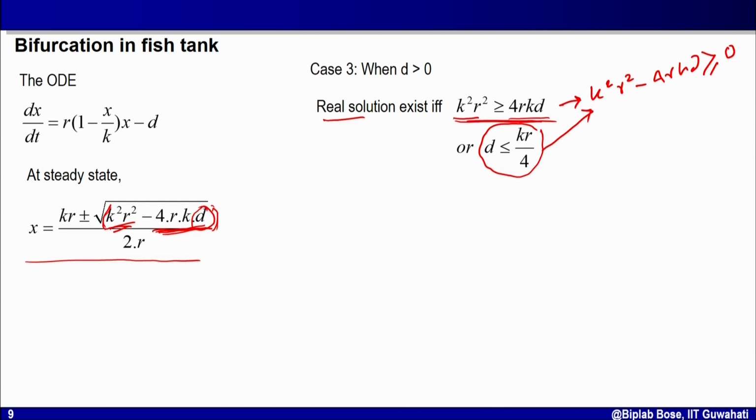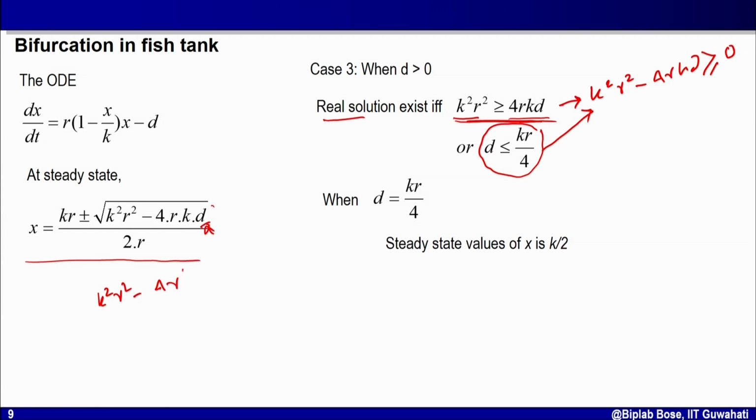So let us consider the case first where d is equal to kr by 4. So if d is equal to kr by 4, so I am taking the value of d here, kr by 4, then I have only one steady state value. I can easily calculate k square r square minus 4r kd. So kd is replaced by kr by 4. 4 and 4 get cancelled, so I get k square r square minus k square r square, which is equal to 0.